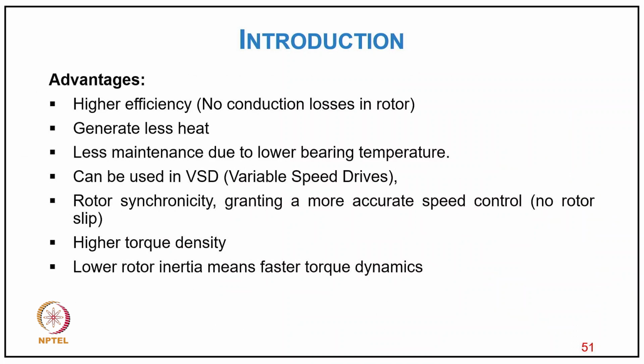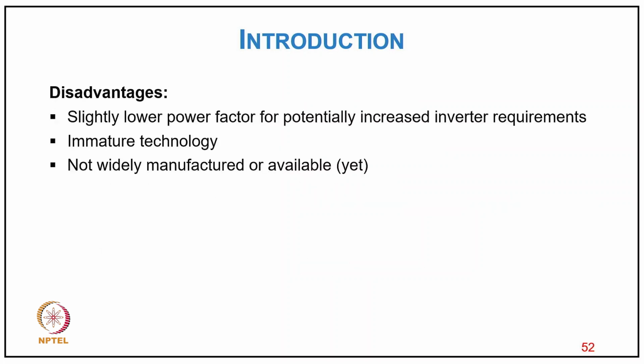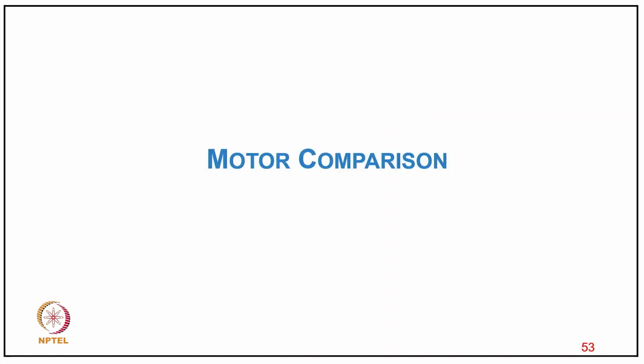So the advantages are higher efficiency, no conductor loss in the rotor, less heat generated, less maintenance due to the lower bearing temperature, and it can be used in variable speed drives. Rotor synchronicity grants more accurate speed control, with no rotor slip, high torque density, and lower rotor inertia, meaning faster response. Disadvantages: slightly lower power factor, a potential increase in inverter requirement, and of course it is not widely manufactured.